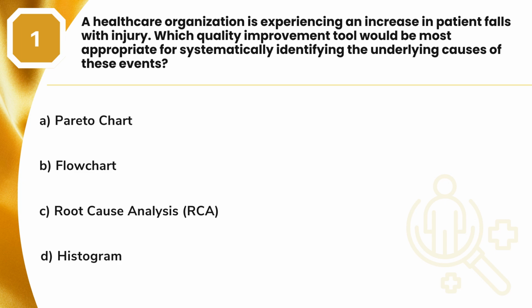Question 1. A healthcare organization is experiencing an increase in patient falls with injury. Which quality improvement tool would be most appropriate for systematically identifying the underlying causes of these events? A. Pareto chart. B. Flowchart. C. Root cause analysis, RCA. D. Histogram.